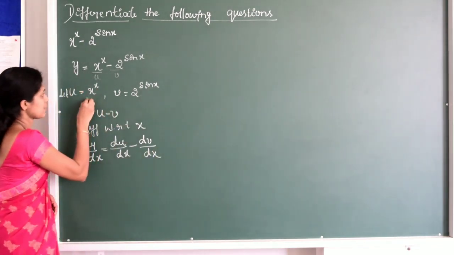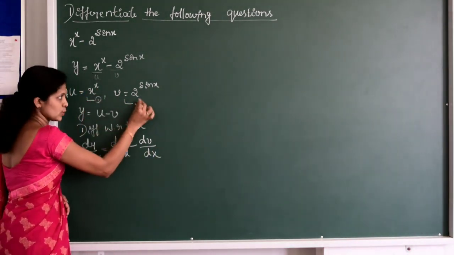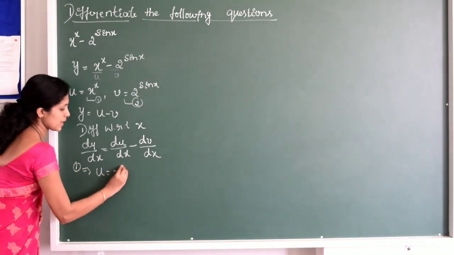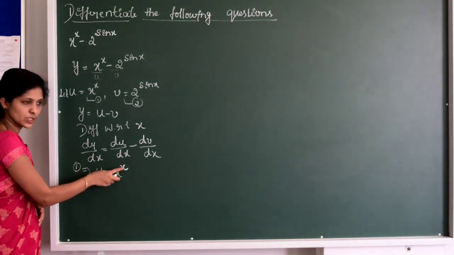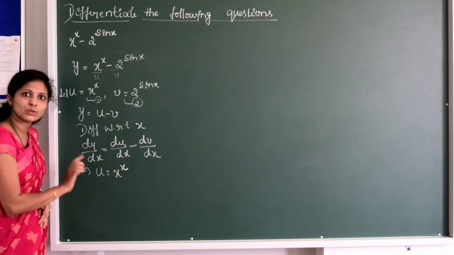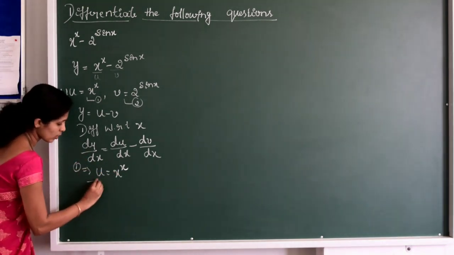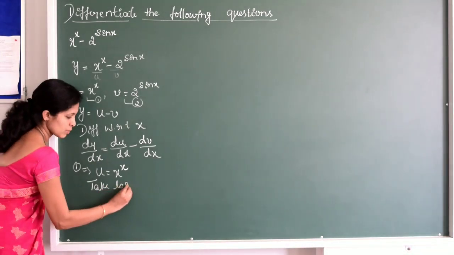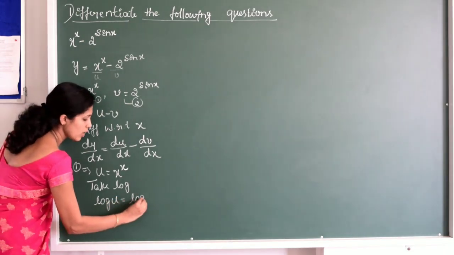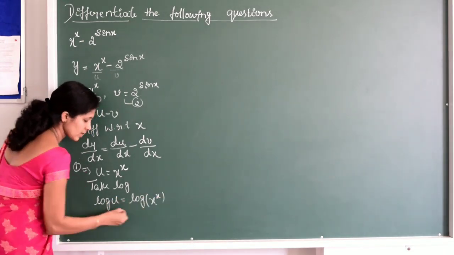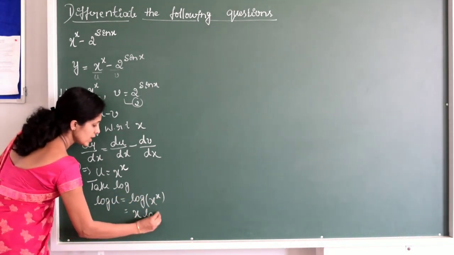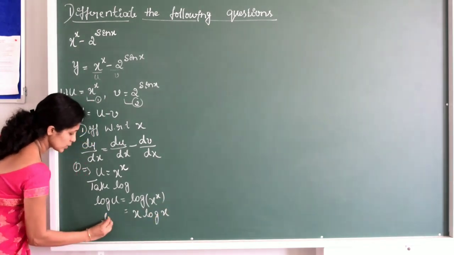Now we will differentiate this separately. I will call this 1 and this 2. First let us consider the first one, that is u is equal to x to the power x. Here the base is also variable and the power is also variable. So you have to take log on both sides. So log u is equal to log x to the power x. It is of the form log m to the power n, which equals n log m, that is x log x. Is it clear? So log u is equal to x log x.